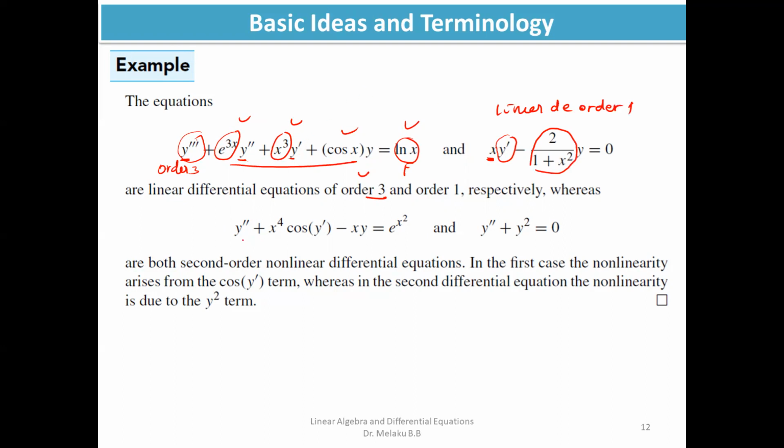How about this? The second examples. We have the second derivative. This is cos of y prime minus xy, equal to e to the power of x squared. This is second order. It is good, but this one is nonlinear. Why nonlinear? Because of this cos y bar. It must be a function of x. We have said it, yeah? Yes, it is here.